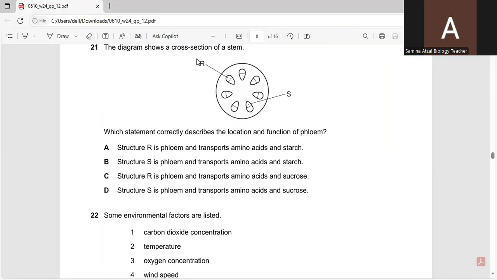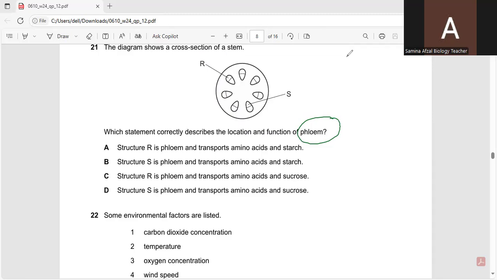Now, question number 21: the diagram shows a cross section of a stem. Which statement correctly describes the location and function of phloem? The main function of phloem is to transport sugars and other organic molecules from where they are produced to where they are needed. Where they are produced is called the source, and the source is the part of the plant where food is manufactured by photosynthesis, and it is moved towards the sinks, such as fruits, stems or other developing parts.